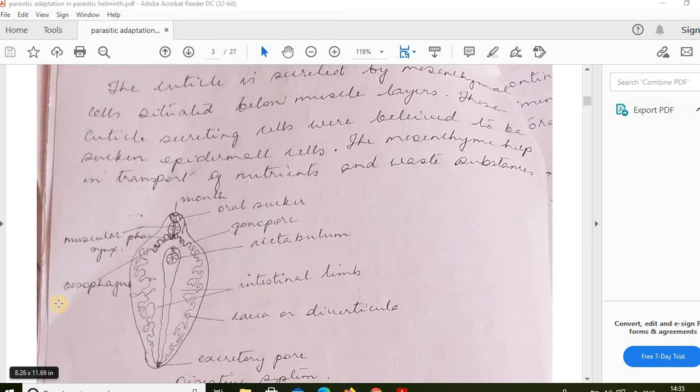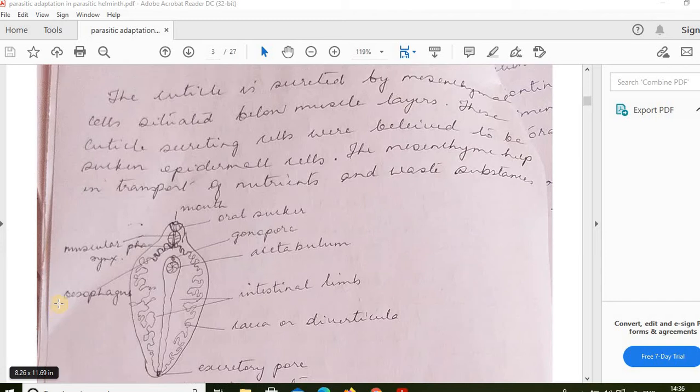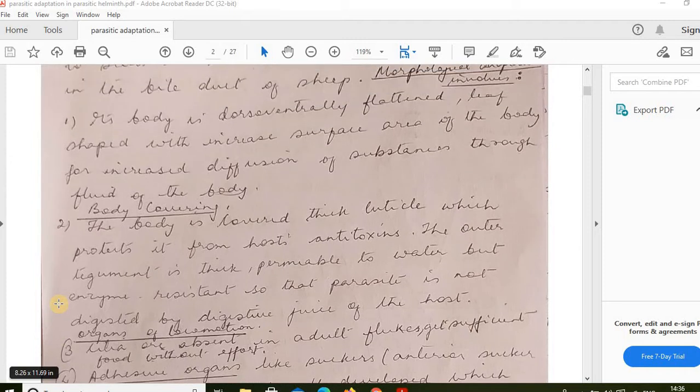It has the mouth, the oral sucker, where it sucks the nutrition from the host, and the acetabulum or the posterior sucker, which makes it attach or grab to the host so that it cannot be washed away or removed from the intestine. It makes a hold fast to the host. So this worm absorbs the nutrition from the host through the anterior sucker.